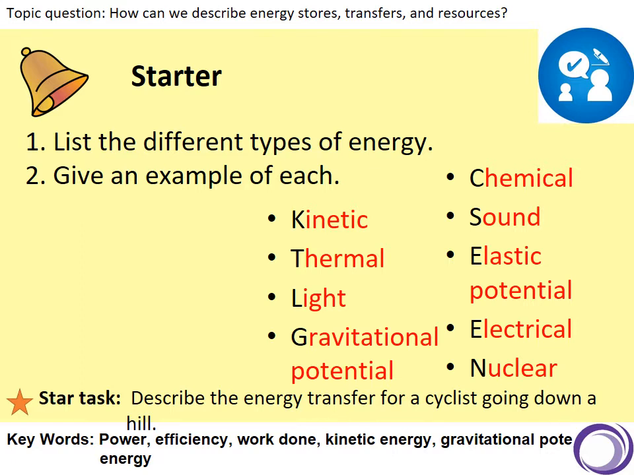If you did the star task, describe the energy transfer for a cyclist going down a hill, then hopefully you've started off with your gravitational potential energy, which is then transferred into kinetic energy. If you have also written, for example, maybe some of that transfer would have gone also into sound and maybe thermal, then you would be correct as well. If you said friction at all, remember friction is a force. It is not a type of energy. So just be careful with that answer.